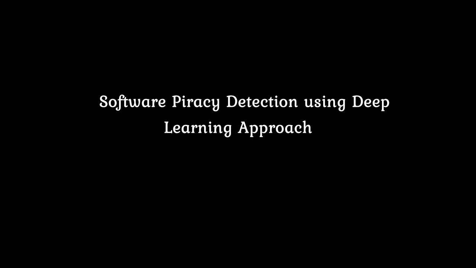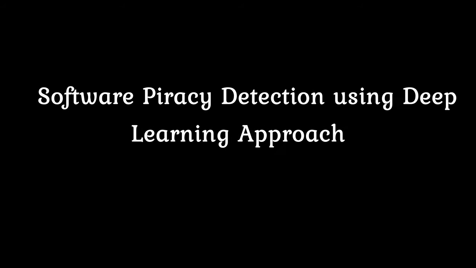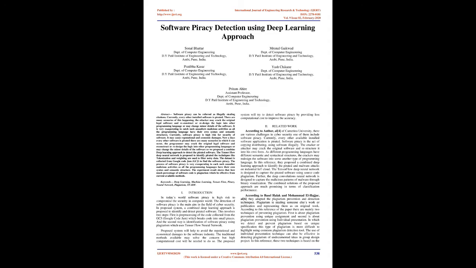Software piracy detection using deep learning. Approach. Abstract: software piracy can be referred to as illegally stealing software. Currently, every other installed software is pirated. There are many scenarios of this happening.